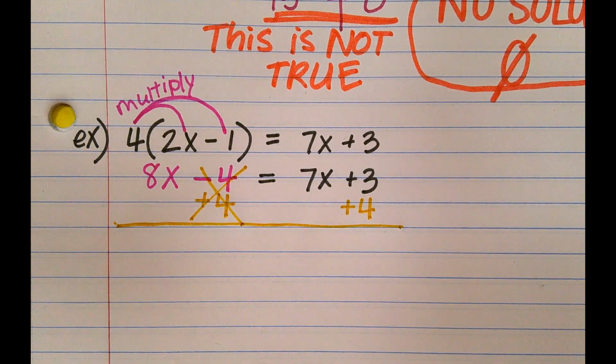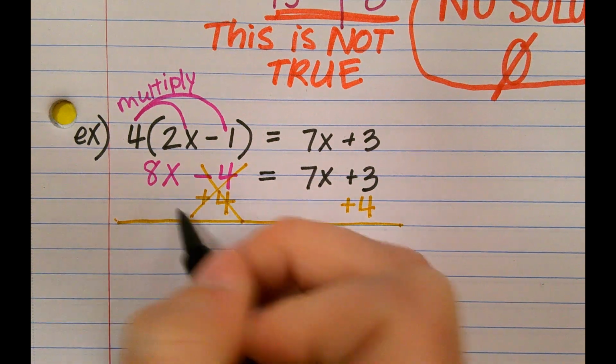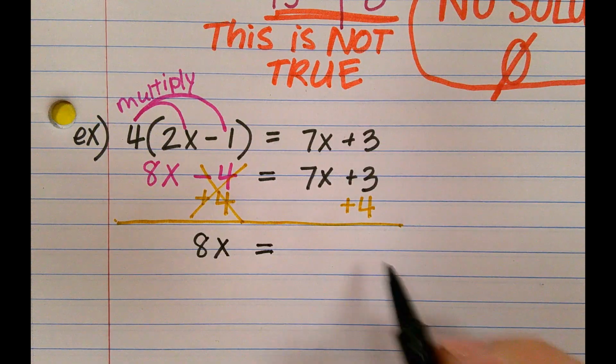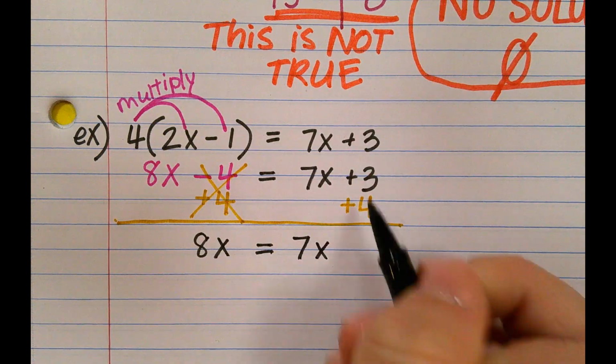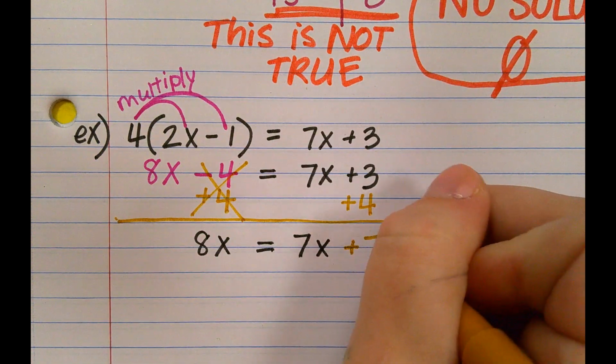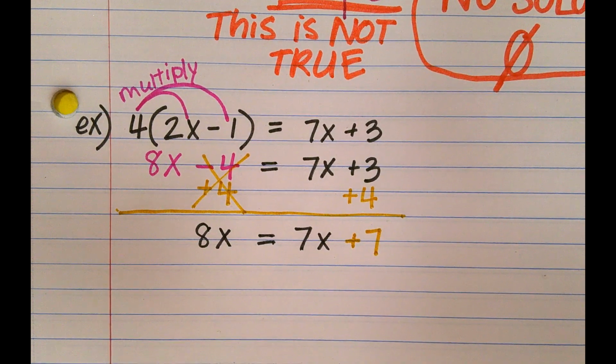And let's bring everything down. What comes down? 8x equals 7x plus 7. Good. 8x equals 7x plus 7. We're almost done. I didn't give you a decimal. Okay. Now what should we do?